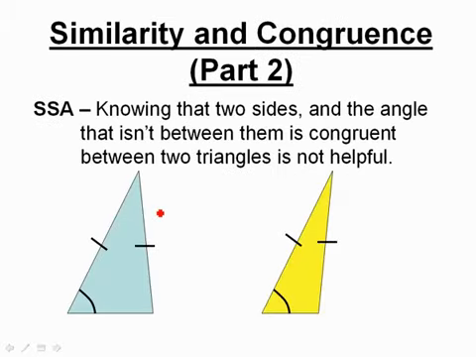So that one's kind of obvious. And then similarity and congruence, part 2. Side-side-angle. Knowing that two sides and the angle that isn't contained between them are congruent between two triangles is not helpful. It doesn't tell you anything.